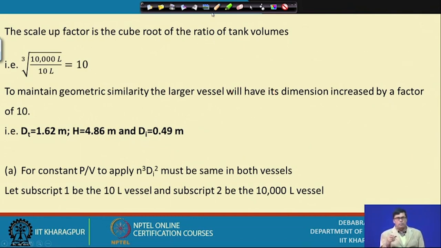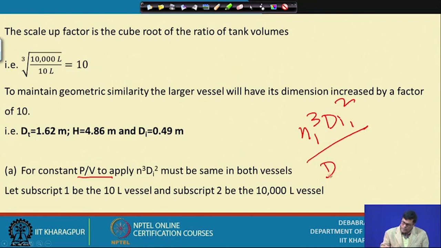Now let us come to the problem. The problem is that at constant P/V ratio, what will be the impeller speed? That means you have to calculate the N value. Now P/V, I already mentioned, is N1 cubed Di1 squared equals N2 cubed Di2 squared. This is constant, am I right?